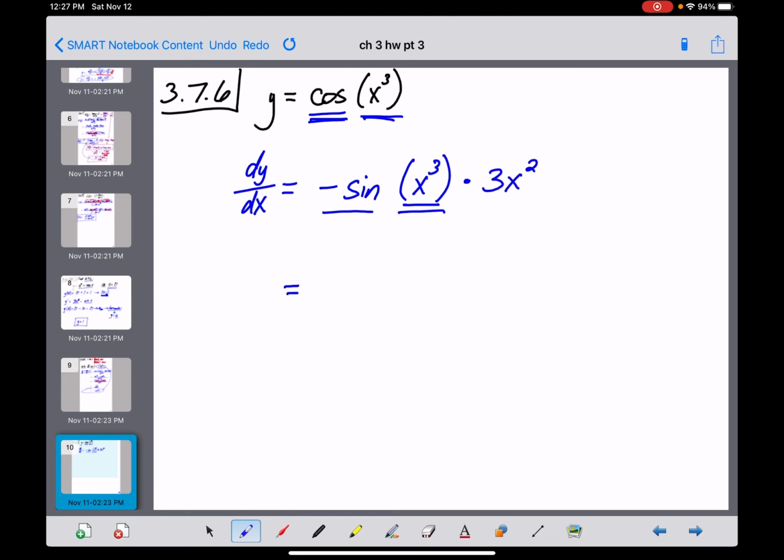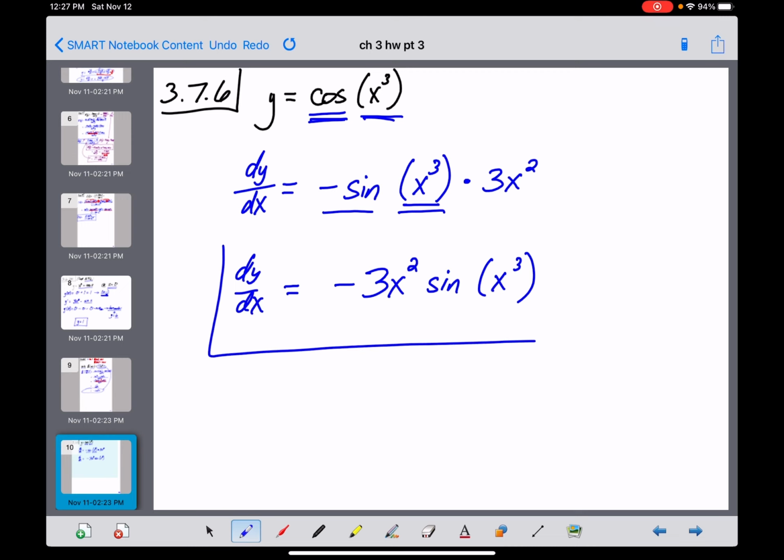And there's really very little simplification to do here. I think this would look better if I rewrote it as negative 3x squared multiplied by the sine of x cubed. And that's all she wrote, guys. That is the derivative of y with respect to x, as simplified as we're going to be able to get it.